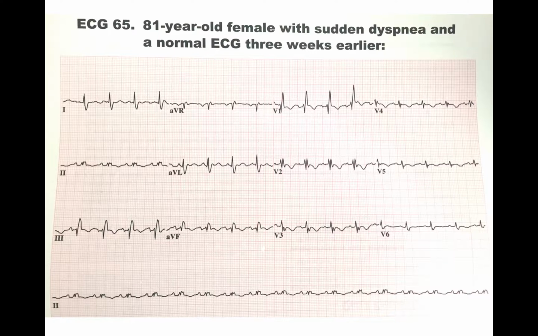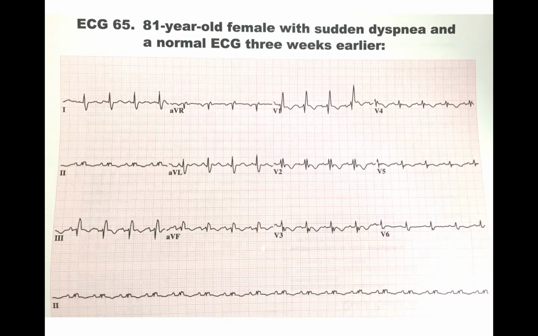You also see the characteristic S1, Q3, T3 in pulmonary emboli. So in this patient, you see the prominent S downward deflection in 1. You see the Q wave in 3. And the inverted T wave you can also appreciate in 3. So putting that all together, the S1, the Q3, and the T3 are all findings that you would most commonly see in a pulmonary emboli.